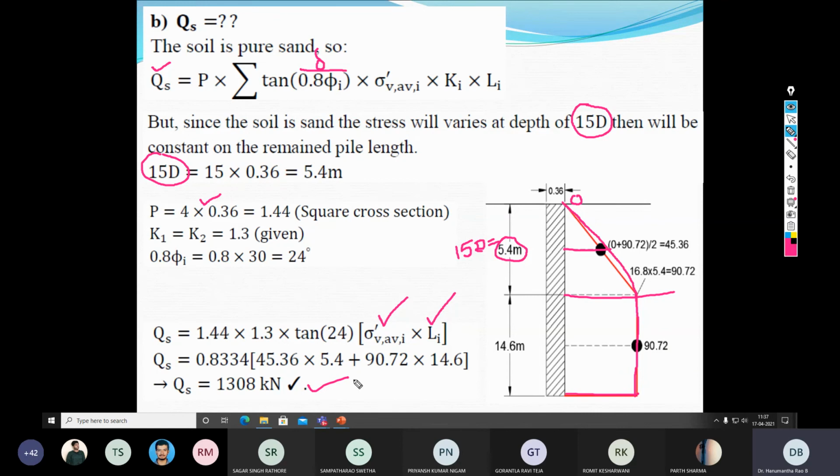One important thing you need to remember is in the equations, for example in Meyerhof theory, your sigma v dash is the average value. But if you go for beta method or lambda method, the same sigma is not average, it is mean. These are a few important things you need to remember.